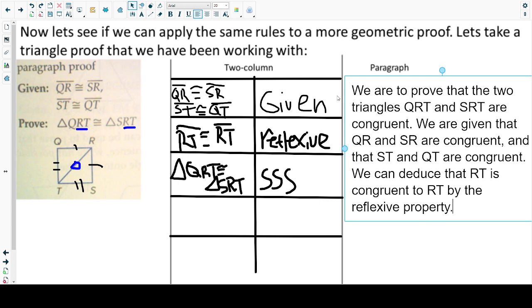In a two-column proof, it's kind of hard to do if you forget what the name is of the reasoning. It's kind of awkward to fit that in here. In a paragraph proof, it's not really that awkward. It's just a little bit more wordy.